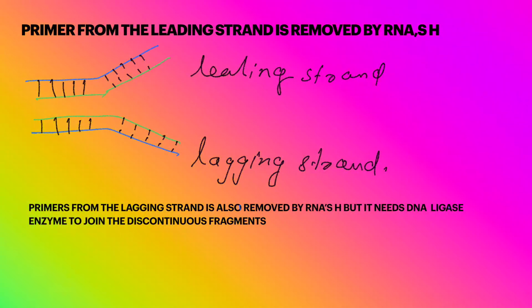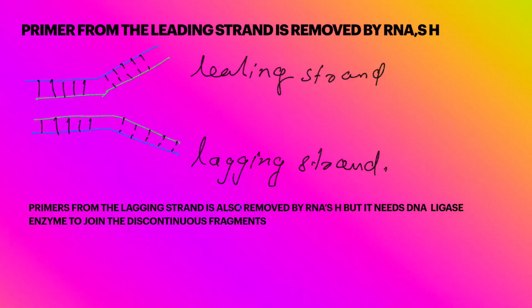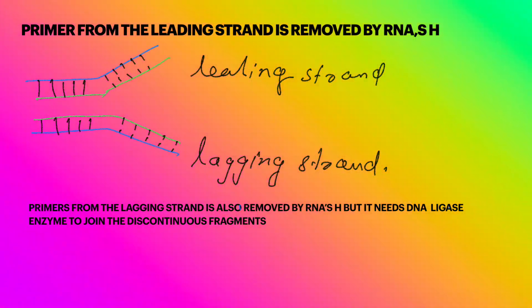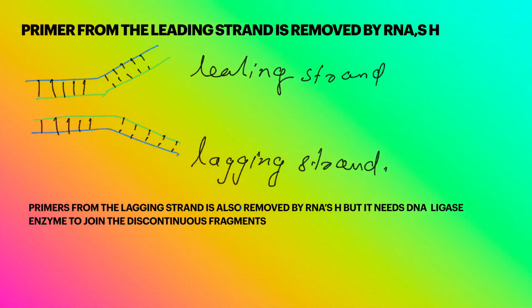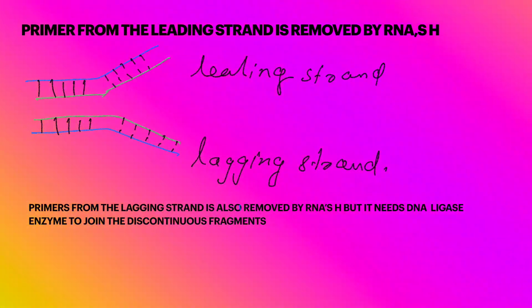In the leading strand, there is only one primer and it will be removed by RNase. But in the case of the lagging strand, there is more than one primer and these also will be removed by RNase. In the lagging strand, there are discontinuous fragments. They need to be joined. This will be facilitated by DNA ligase.